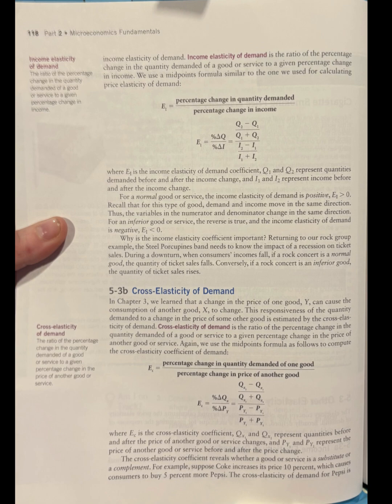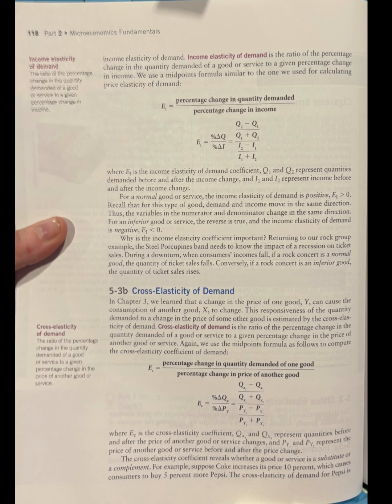EC equals percentage change in quantity demanded of one good, all over percentage change in the price of another good, where EC is the cross elasticity coefficient, QX1 and QX2 represent quantities before and after the price of another good or service changes, and PY1 and PY2 represent the price of another good or service before and after the price change. The cross elasticity coefficient reveals whether a good or service is a substitute or a complement.